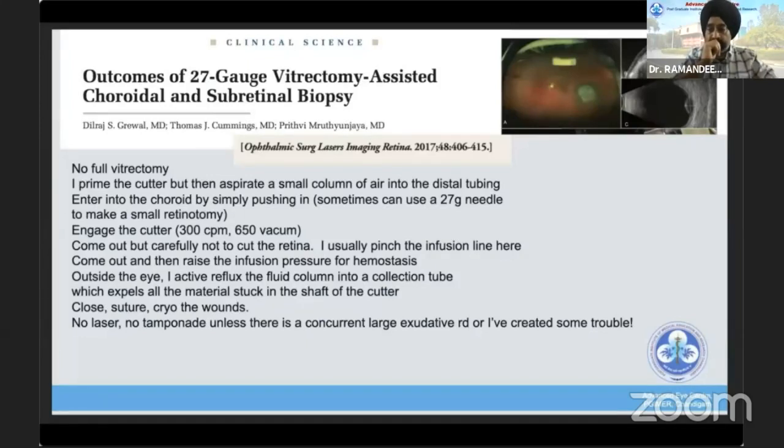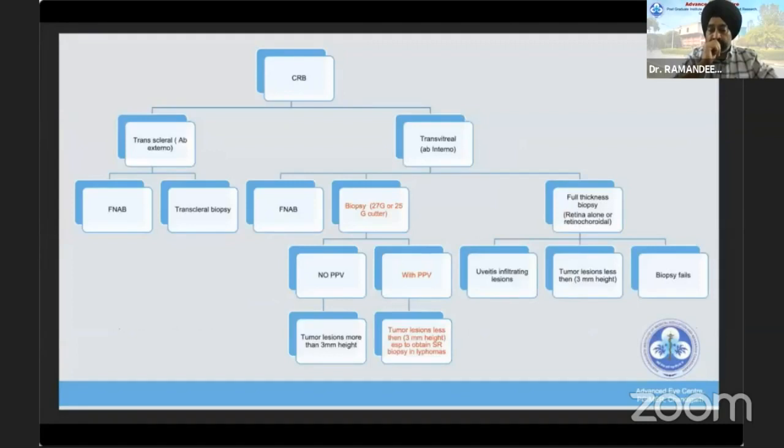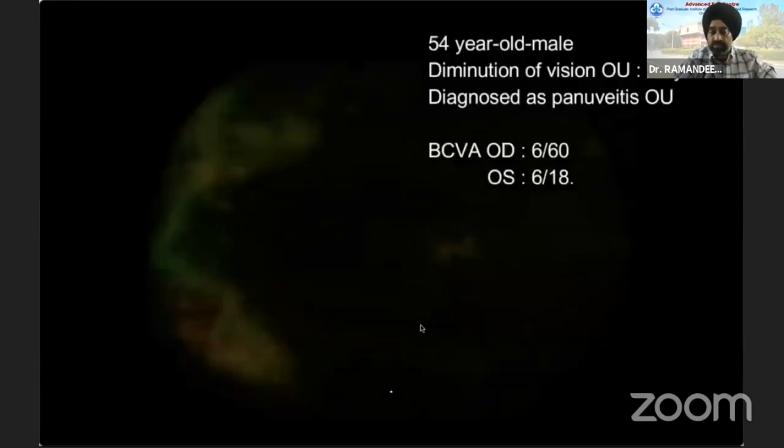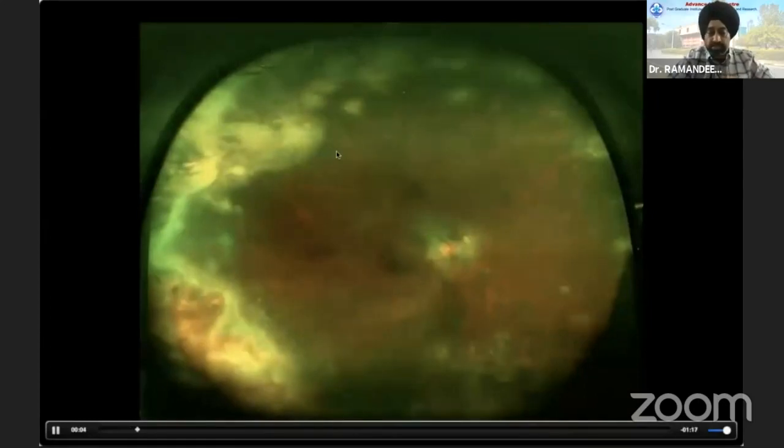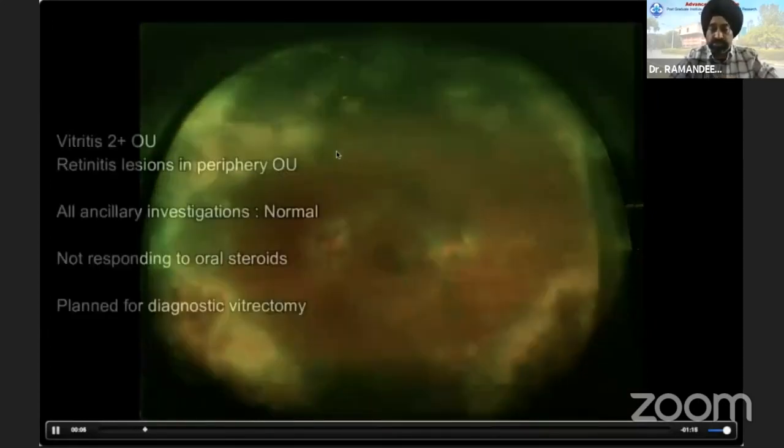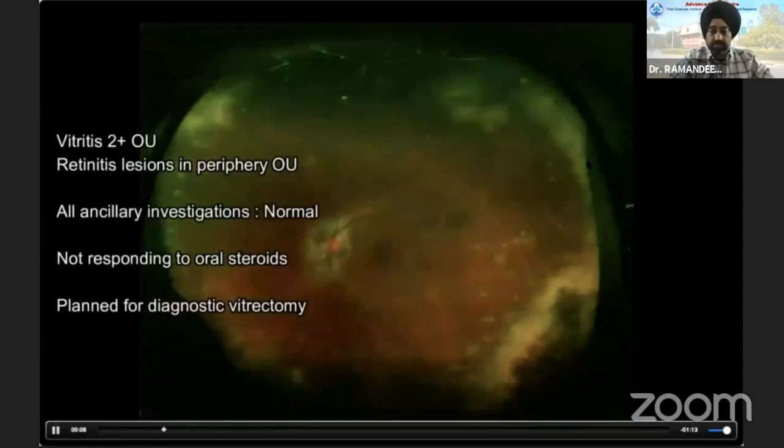In this no PPV transmitted technique. The other technique which we use very commonly in our uveitis patients and in our lymphoma patients is that we do PPV along with it, because we tend to take a vitreous biopsy also. So in this patient, like you see, there is relentless progressive retinitis happening in both eyes.